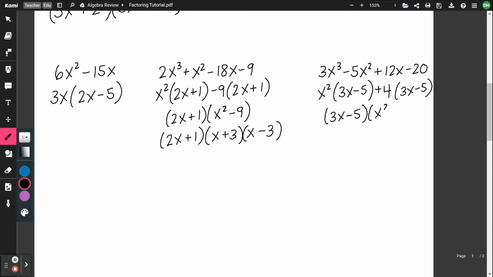And then what's left is the x squared plus 4. Can I factor that further? No, it's not a difference of two perfect squares. They're both perfect squares, but it's the sum of them, so there's nothing I can do to factor that further.